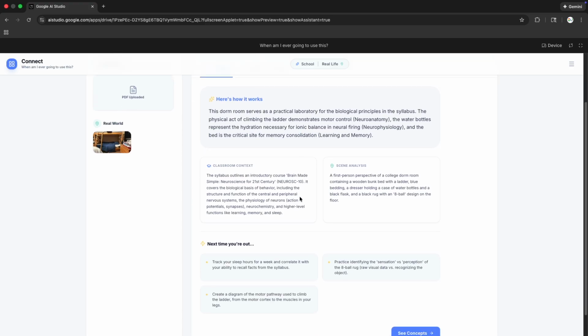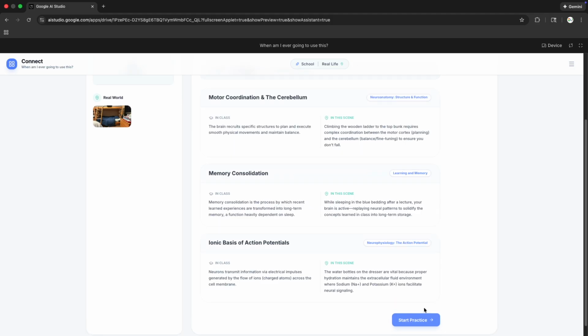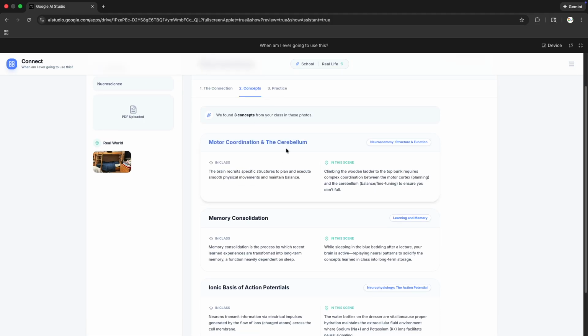Under classroom context, it summarizes the Brain Made Simple course: central and peripheral nervous systems, action potential, synapses, neurochemistry, and higher-level functions. The scene analysis describes exactly what's in the photo, so the model stays grounded in my actual room. Then the app maps specific concepts from the syllabus into the scene.